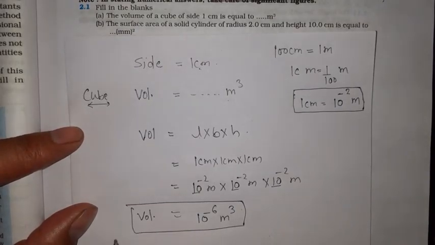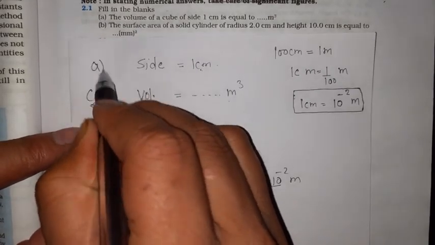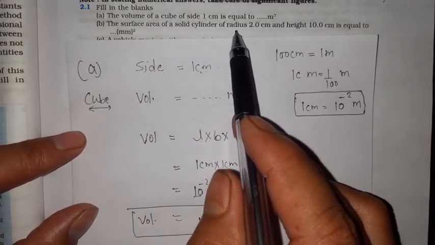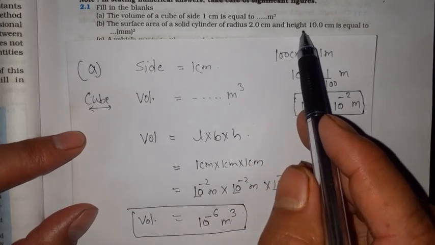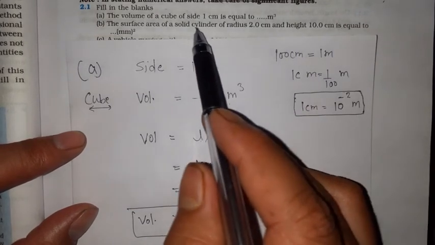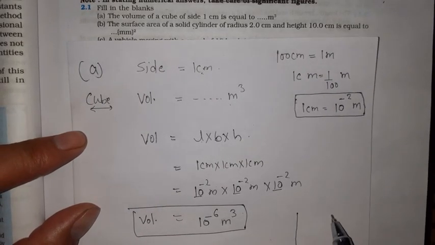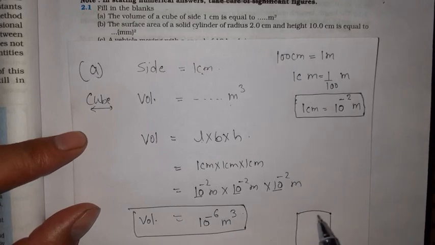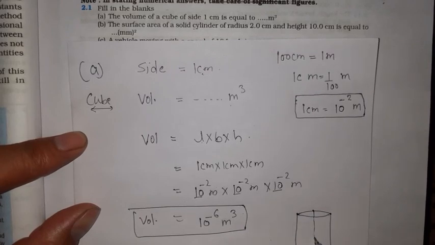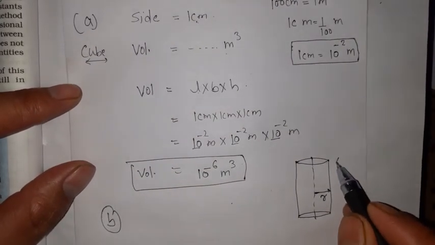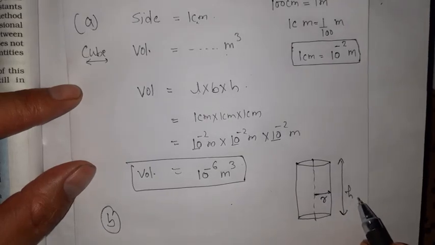Now let us look at problem B. Problem A we have solved just now. Look at this one: the surface area of a solid cylinder of radius 2 centimeter and height 10 centimeter. What is given to us? It is a solid cylinder, as in the diagram we are looking at. This is the radius, and this is the height of this solid cylinder.